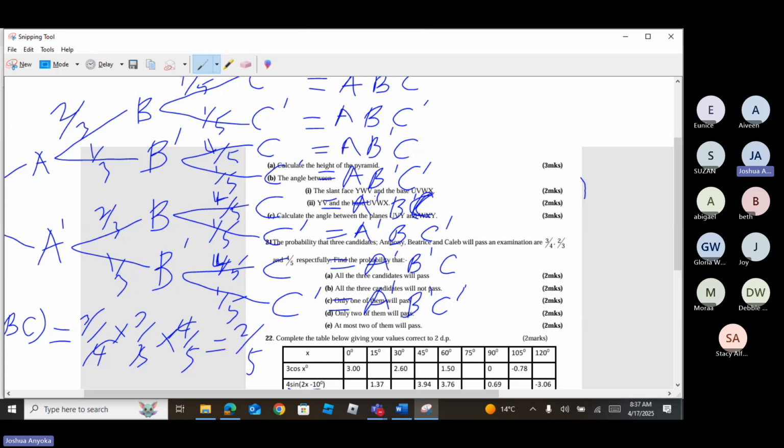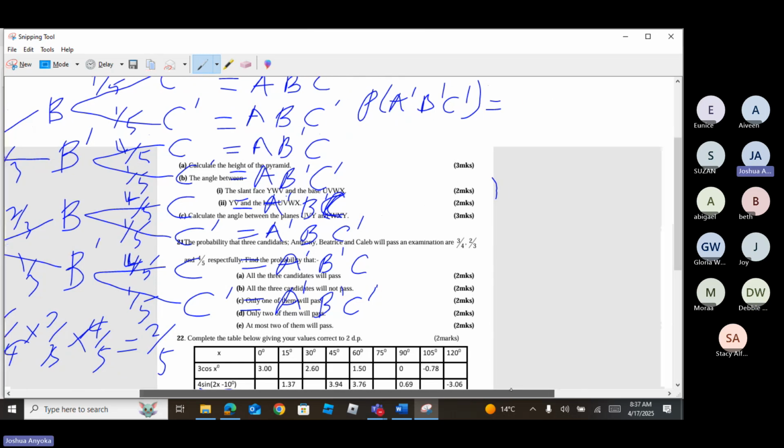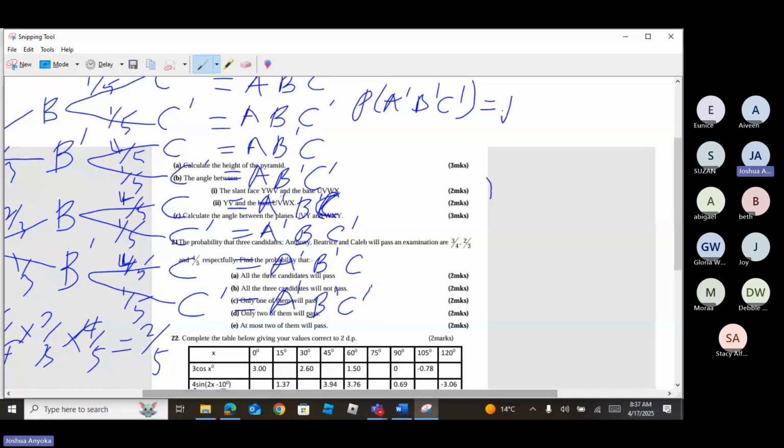But B, all the three candidates will not pass. So it is the probability of Anthony failing, Beatrice failing, Caleb failing, which is equal to, we multiply the respective probabilities, 1/4 times 1/3 times 1/5. And this one gives us 1/20 times 5. Is it 1/100? Over 60. 1/60. Yes, this is 3. 1/60.